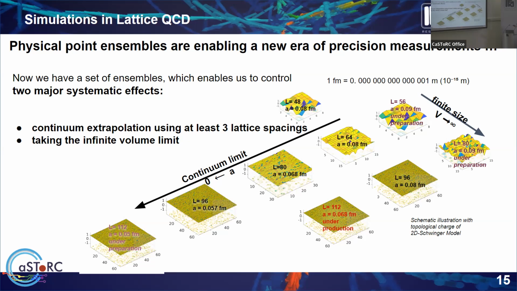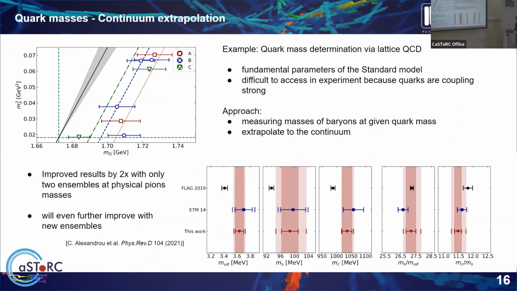And on the other side, we can control the finite volume effects, which are coming from the finite lattice, by simulating different sizes of lattices at the same point, which is shown here. And okay, there are more of these simulations in production, at smaller lattice spacing and a quarter lattice spacing, which decreases the error even further. Okay, so let's briefly look at a result which we obtained on these ensembles.